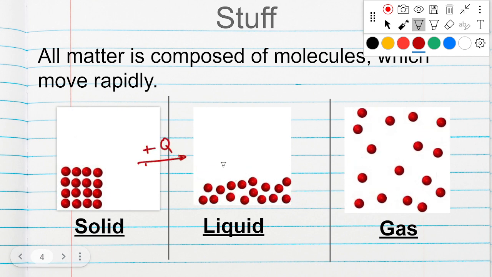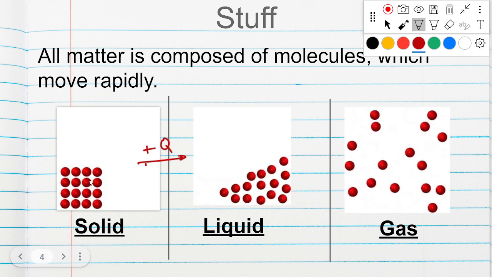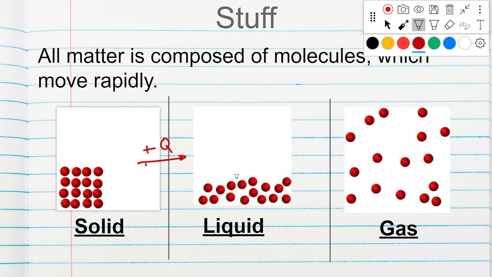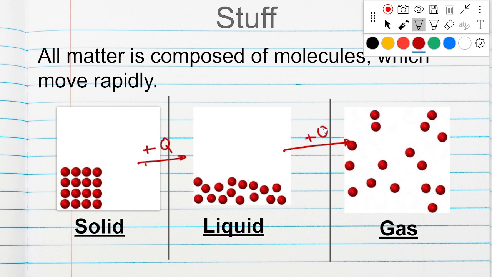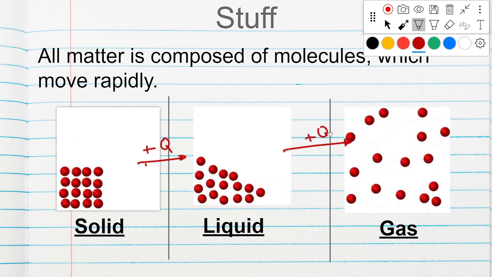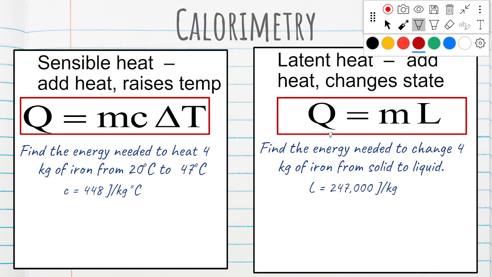We'll put Q for heat there. Add heat to an ice cube, it's going to melt, and you've got liquid. Add heat to a liquid, and that'll turn it into a gas. Now, there's a couple ways that these things happen here. So let me tell you real quick about this. When we talk about the measurement of heat, here's the word metry, measurement. Calor means heat. So the measurement of heat is called calorimetry.